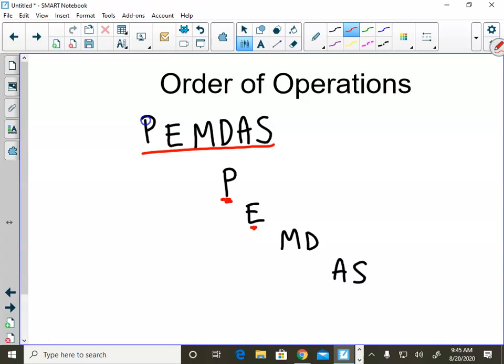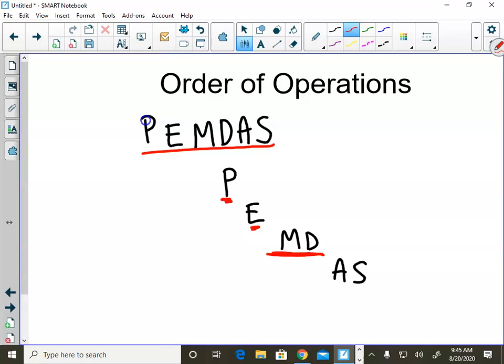Then exponents would come next. When you get down to this level, the M and the D are multiplication and division. And the reason that we have them next to each other is because they are the same level when it comes to order of operations, meaning they're the same priority. So the way order of operations works is when you have two things of the same priority, you do whichever one comes first. So you would go from left to right.